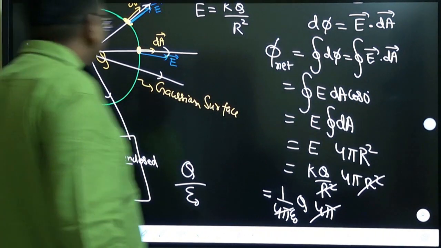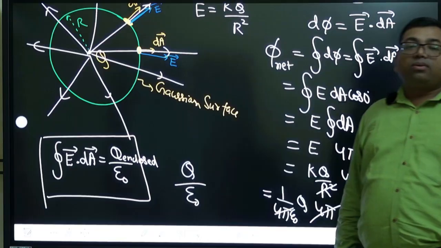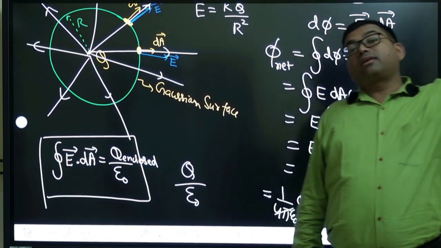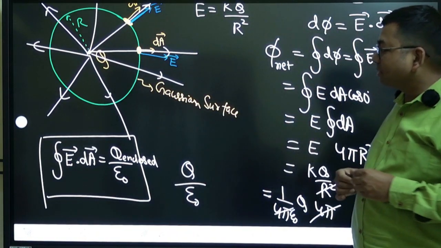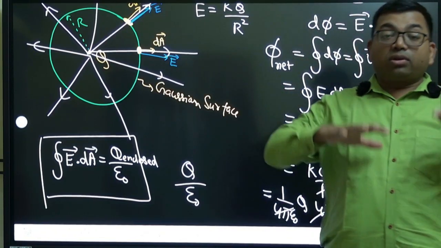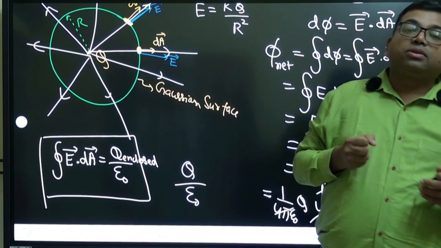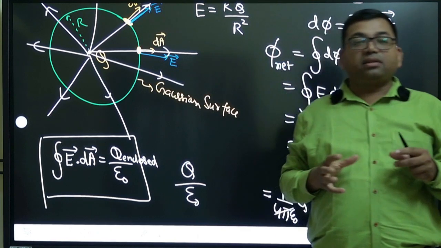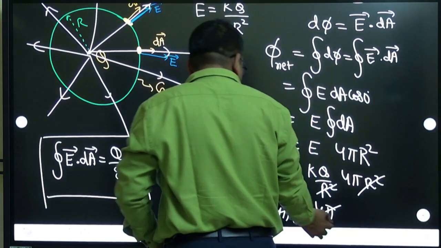Okay, so this is what Gauss law is. The basic concept of Gauss law is over. Now there are going to be a lot of applications of Gauss law. The only thing is how to draw the Gaussian surface, because we have to use the idea of symmetry. So let us try to understand symmetry. What kind of symmetry exists?